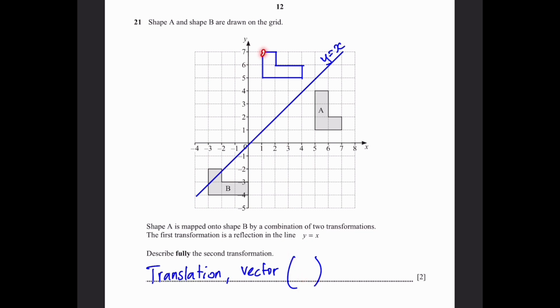So let's take two corresponding points, these two in this case. So let's see the distance. In the x, it goes 1, 2, 3, 4 left. So minus 4 in the x value. And now for y, 1, 2, 3, 4, 5, 6, 7, 8, 9. So because going downwards, it's minus 9 in the y. So the vector is (minus 4, minus 9). That's the answer. Question 22.